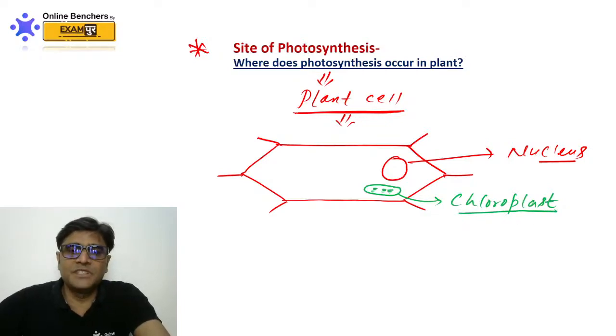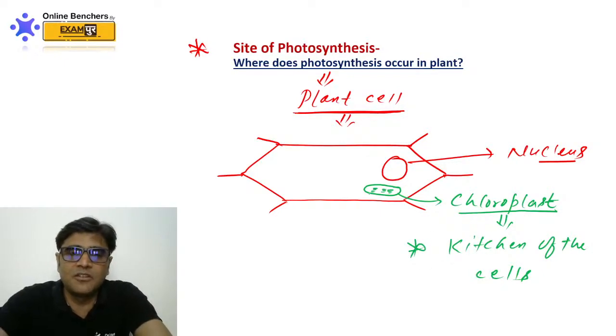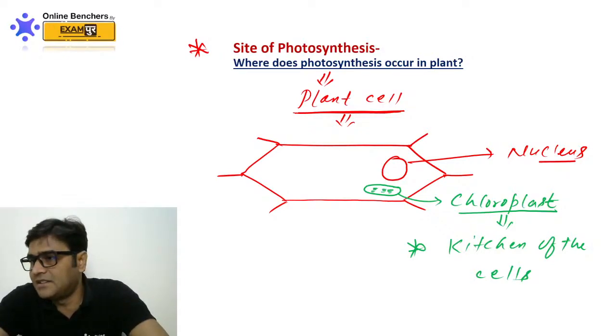The process of photosynthesis takes place in the chloroplast of a plant cell. That's why chloroplast is also called the kitchen of the cell. So please remember this question: which of the following cell organelles is also called the kitchen of the cell? Your answer should be chloroplast. Why? Because here the process of photosynthesis takes place. So if the question is where does the process of photosynthesis take place, your answer should be chloroplast of a plant cell.